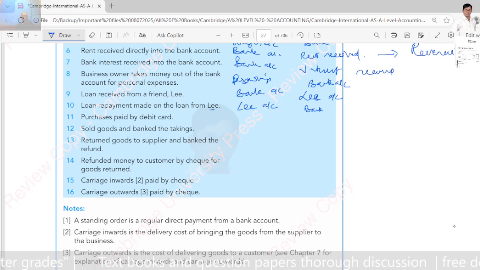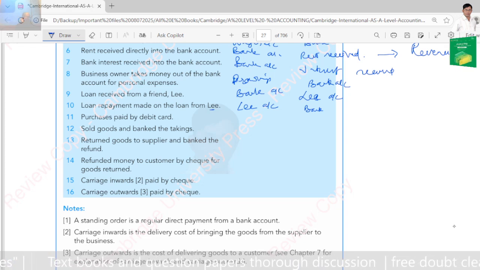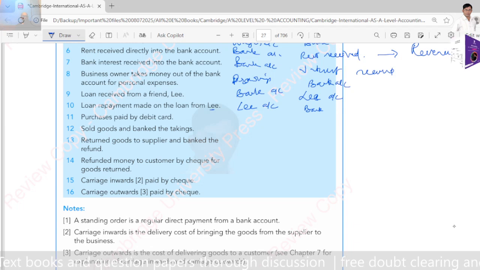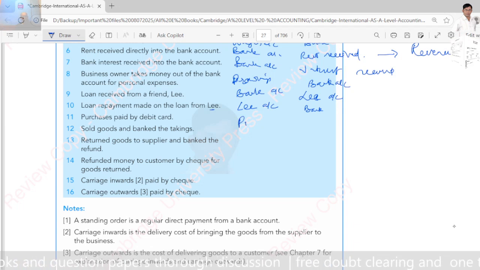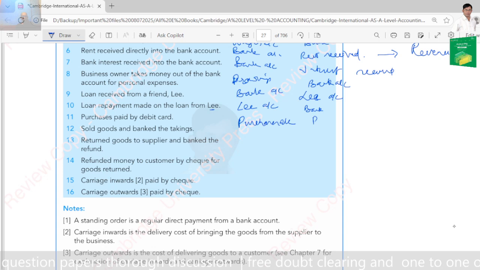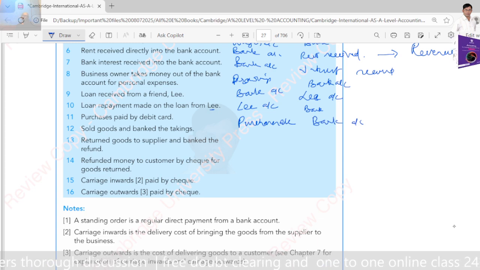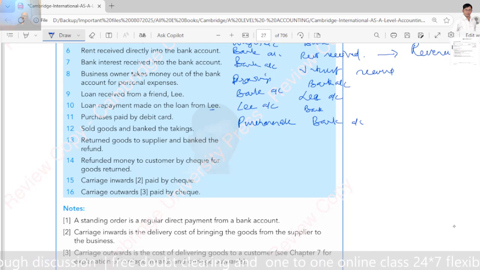So then, purchases paid by debit card. Whether it is debit card or a check or whatever, always money will go out from bank. So purchases account debit, bank account credit, because money will go out when you pay from bank. Obviously with a debit card, money will go out from bank only, because unless you have money in bank, money cannot be debited from the bank account.